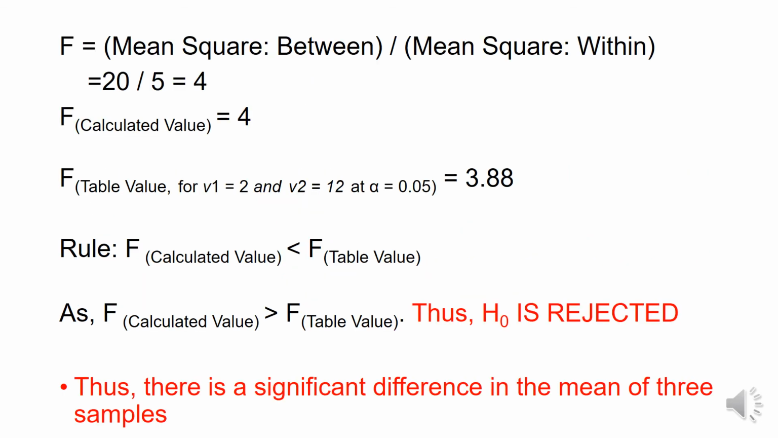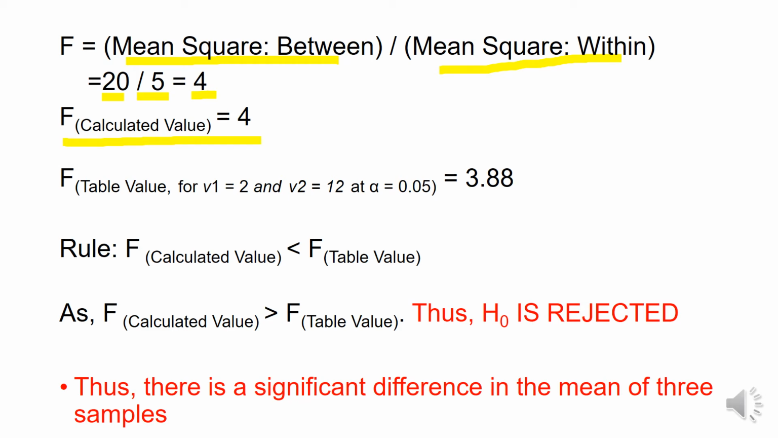Now we will calculate the f value. The f value can be calculated by dividing the mean square between by mean square within. The mean square between value is equivalent to 20 and the mean square within value is equivalent to 5. These values we just calculated. When 20 is divided by 5, we get a value equivalent to 4, which means the f calculated value is equivalent to 4.